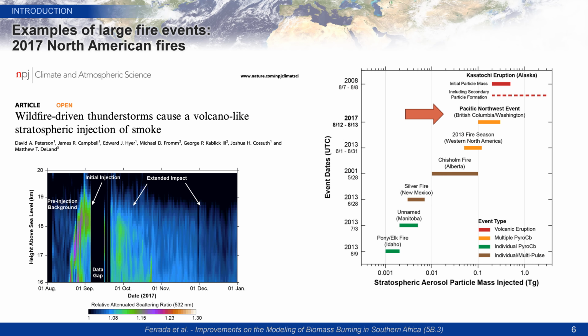Large fire events are capable of injecting smoke into the stratosphere when it gets trapped and the deposition rates are low. For example, this paper from Nature highlights the fires that occurred in British Columbia in 2017. The smoke reached altitudes up to 20 kilometers and injected material comparable to a moderate volcanic eruption.